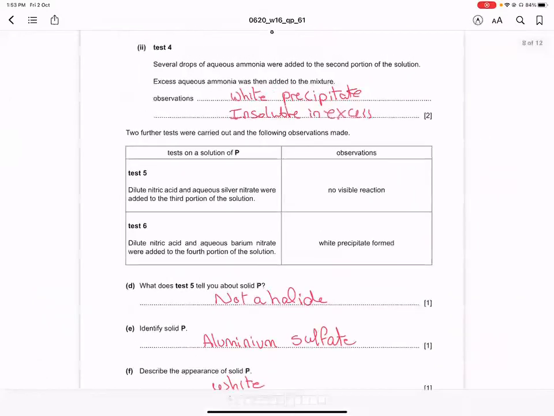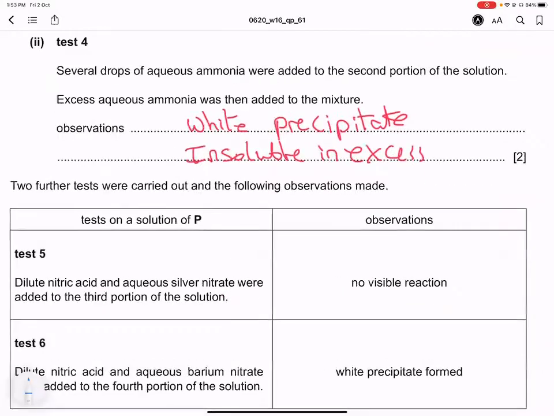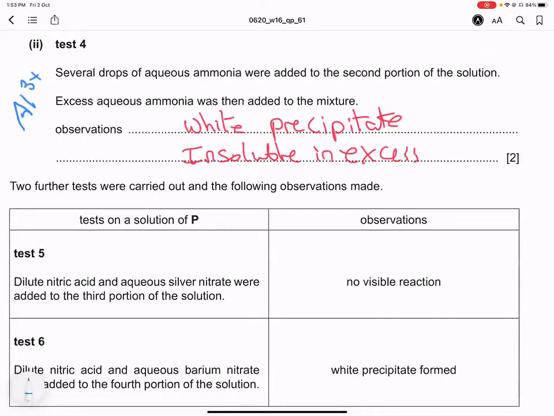Test 4, several drops of aqueous ammonia were added. The same test is repeated for aluminium, the cation, but with ammonia. With ammonia, aluminium gives white precipitate, insoluble in excess. White for 1 mark, insoluble in excess for the other.